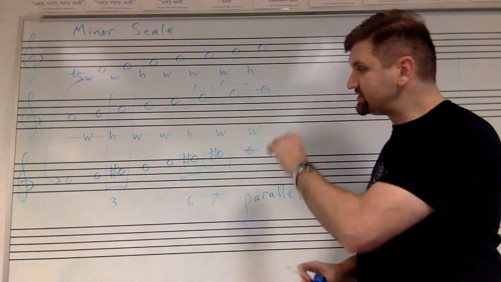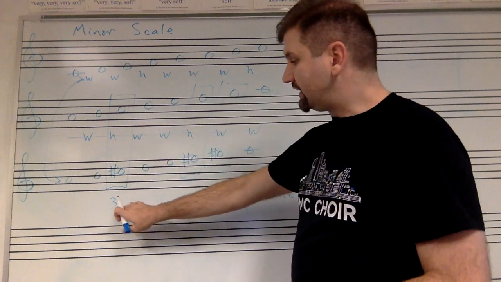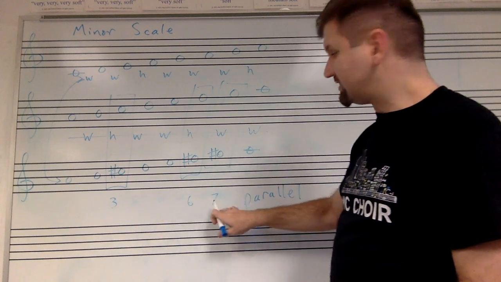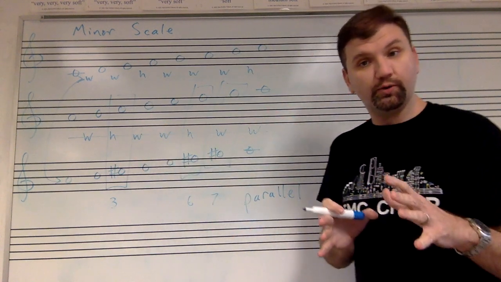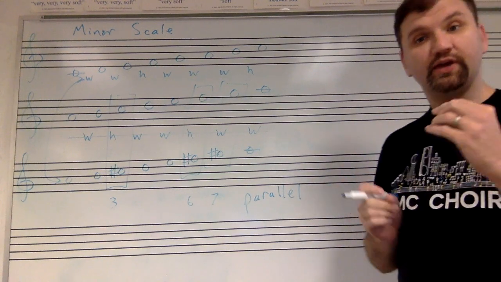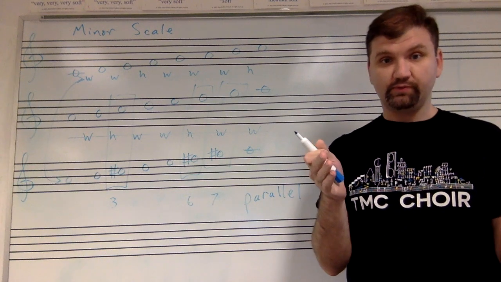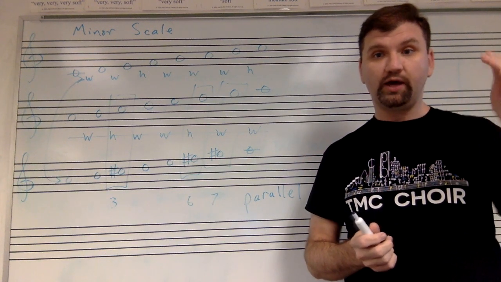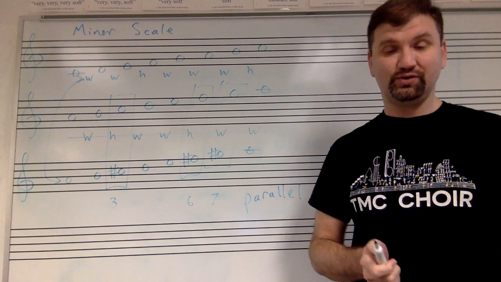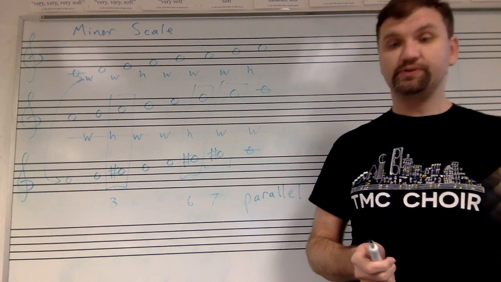Another way to compare these two is that when I look at the major versus the minor, in the major, the third, the sixth, and the seventh are higher. In the minor, the third, the sixth, and the seventh are lower. So you can think of when comparing a major and minor, in relative terms, the major starts on one and the minor starts on the sixth note of the scale. In solfege, the major would start on do and the minor would start on la.